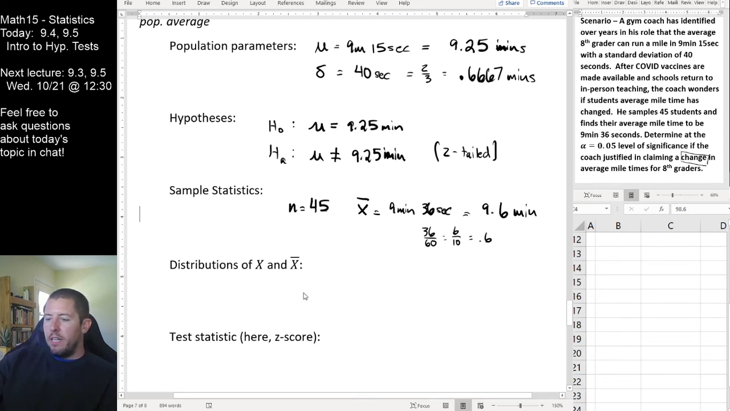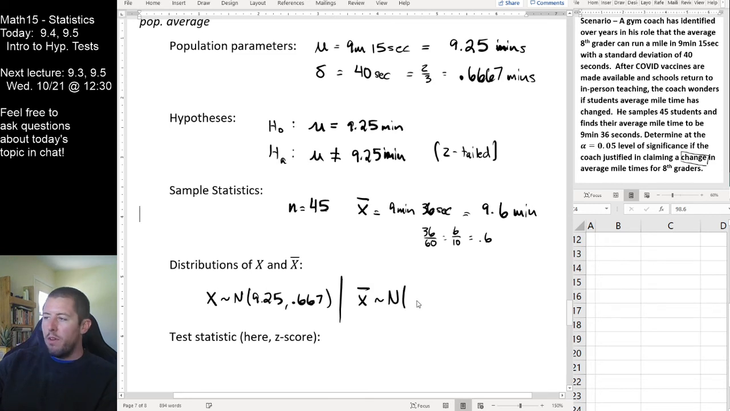So let's go ahead and fill out our distributions. We'll put all our stuff in Excel and we'll compute some things here. We were given this underlying distribution of 9.25 minutes with a standard deviation of 0.667 minutes. We then found, of more interest to us, how are our samples distributed? How are our sample averages distributed?